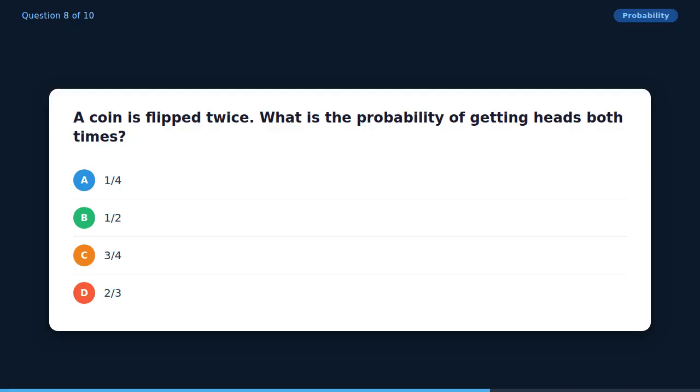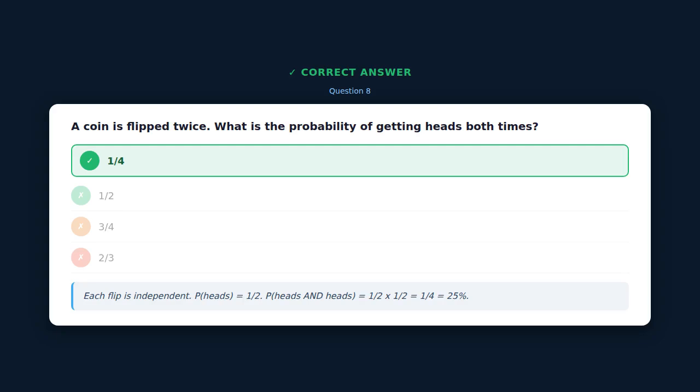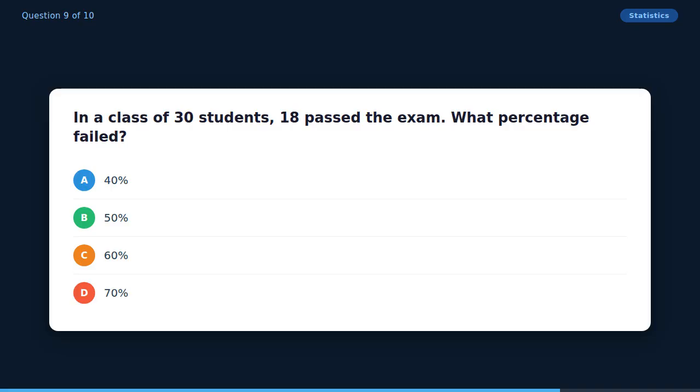Question 8 of 10. A coin is flipped twice. What is the probability of getting heads both times? Option A, 1/4. Option B, 1/2. Option C, 3/4. Option D, 2/3. Take a moment. The correct answer is A, 1/4. Each flip is independent. P(heads) equals 1/2. P(heads and heads) is equal to 1/2 times 1/2, equals 1/4, equals 25%.